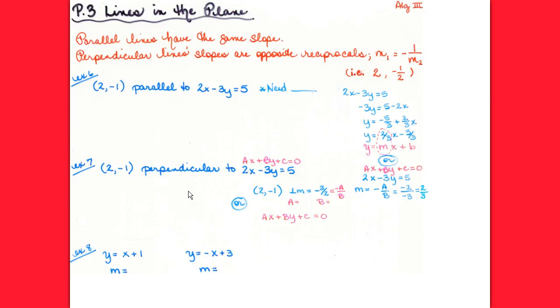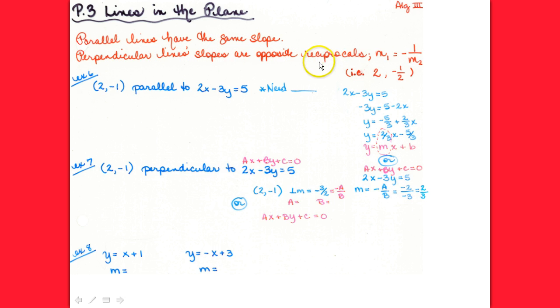We want to finish up section P3 starting on page 31 with parallel and perpendicular lines. Remember that parallel lines always have the same slope. Perpendicular lines have slopes that are opposite reciprocals of each other.